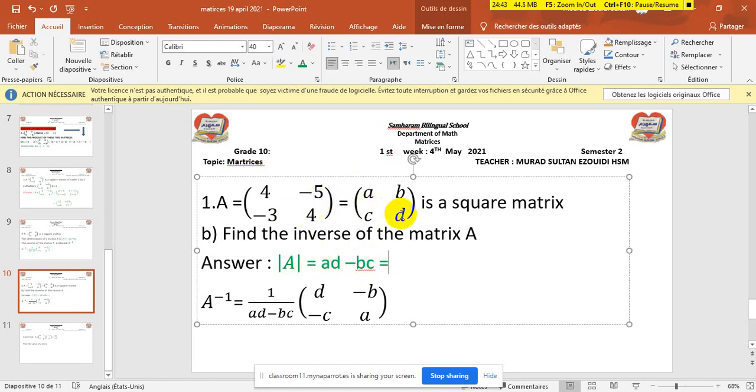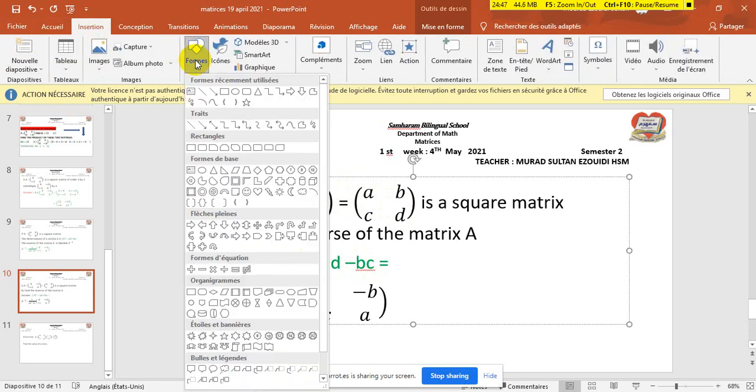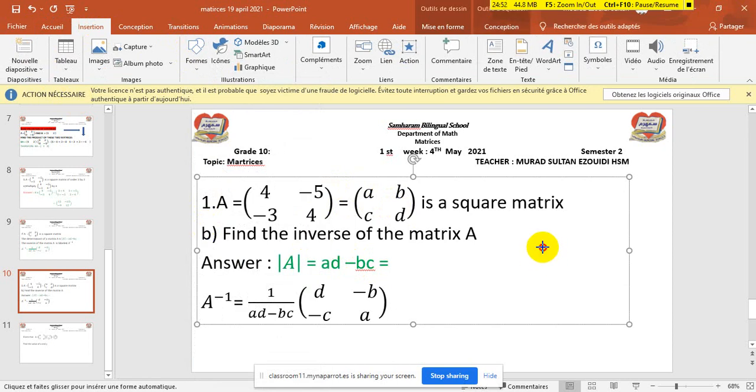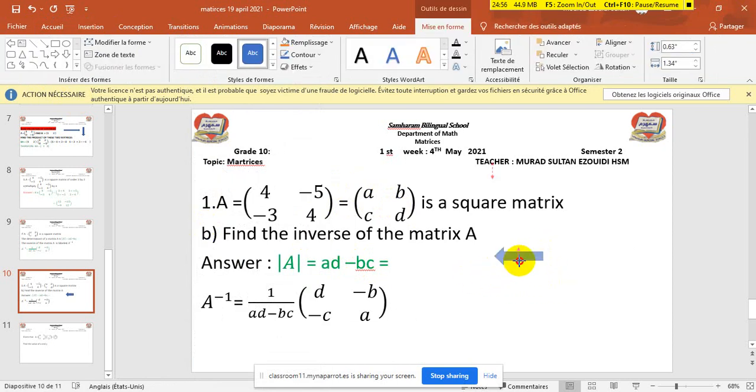So to calculate this, my daughters, I will make what? AD, I will use this one to explain for you. To explain, I will make it very small, like that. Copy.